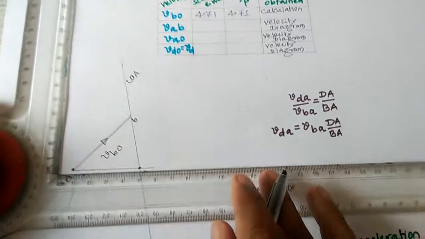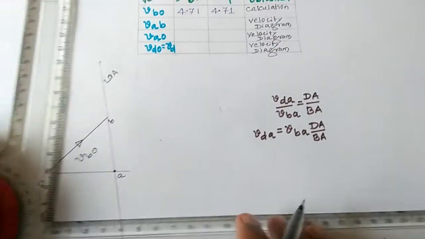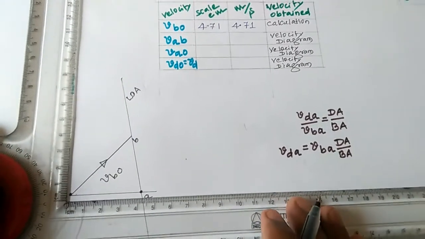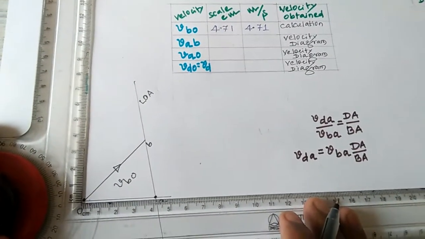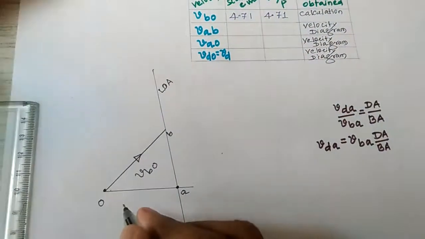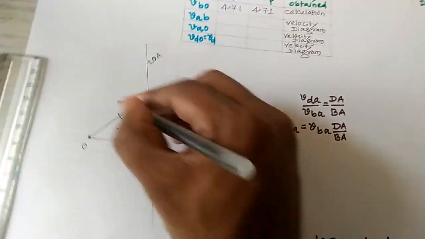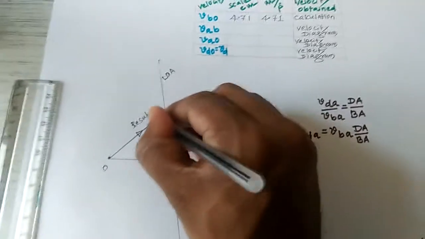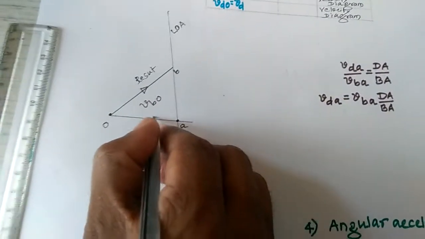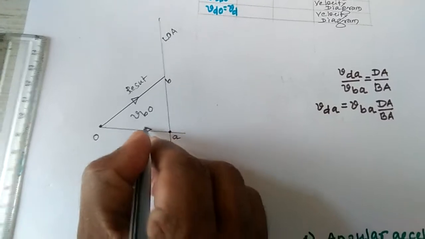Then you have to measure these things. First I will measure this distance, it comes as OA, with the scale as 4. Velocity, before that, I will go to the vector diagram. If you consider the velocity of B with respect to O, that is the resultant. This is the alignment, this is a vector. I will draw this one.